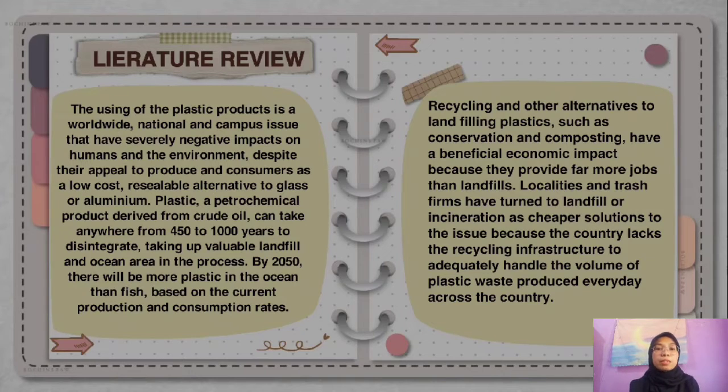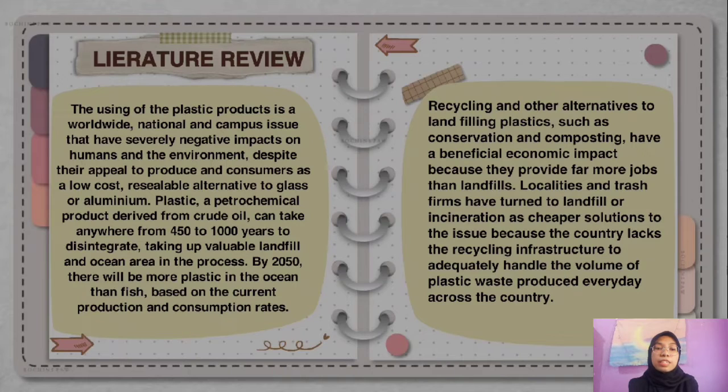Okay, the use of plastic products is a worldwide, national and complex issue that has severely negative impacts on humans and the environment, despite their appeal to producers and consumers as a low-cost, reusable alternative to glass or aluminium. Plastic petrochemical products derived from crude oil can take anywhere from 450 to 1,000 years to disintegrate, taking up valuable landfill and ocean area in the process. By 2050, there will be more plastic in the ocean than fish, based on the current production and consumption rates.